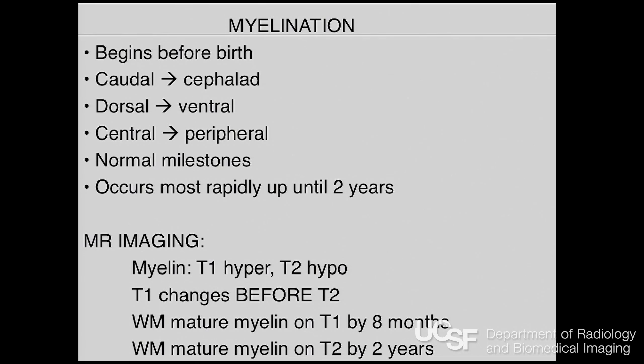Now, what does myelin do when you form myelin in the brain? It changes the T1 and T2 intensity for different reasons. On T1 weighted images, the white matter becomes bright, and on T2 weighted images, the white matter becomes dark. And in general, the changes are seen first on T1 weighted images, and then later on the T2 weighted images.